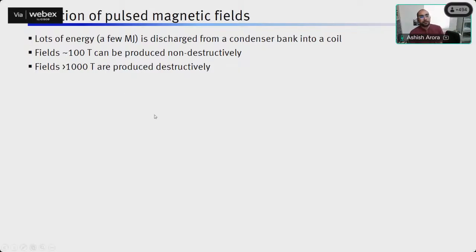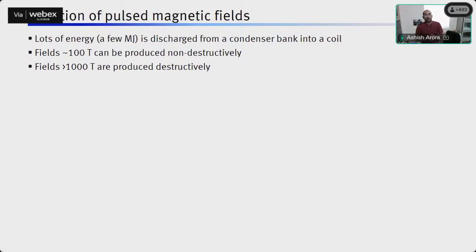And such experiments are performed by using a condenser bank. So you have a condenser bank, a very large capacitor bank. And this large capacitor bank discharges lots of energy, a few megajoules, inside a coil. And this coil charges up and produces a spike of magnetic field, and then the spike goes down. So one can create fields like 100 Tesla without blowing up the coil. Essentially, the coil wants to blow up.